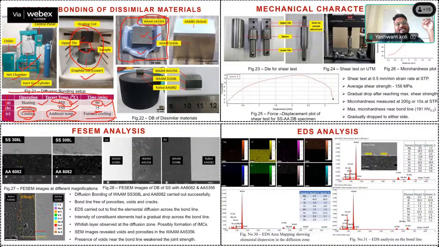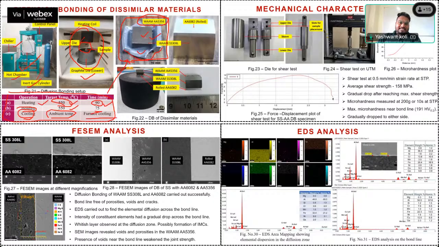So what we have found is that our sample was distorted in the first trial of the experiment, because only the aluminium part has been distorted, you can see in the image.